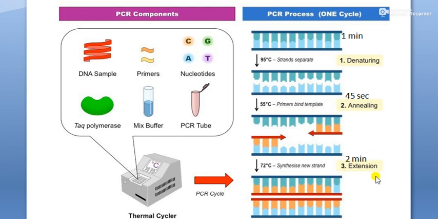The next procedure is extension. This process takes about 2 minutes and the temperature needed is almost 72 degrees centigrade plus minus 1. Here, what is going on is the synthesis of a new strand, that means extending the primer parallel to the mother DNA. And this cycle goes on for 40 to 45 times and creates the desired DNA clone.